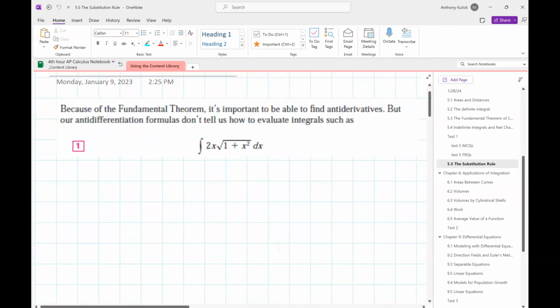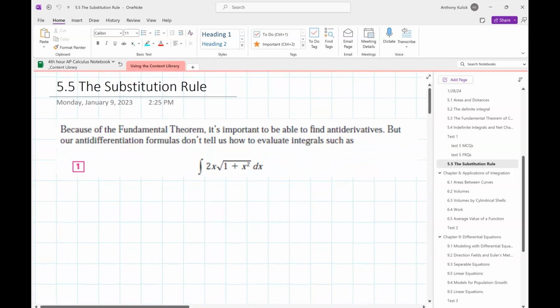So, yes. But wouldn't this technically be a chain rule problem? It is the result of a chain rule derivative. Oh, got it.